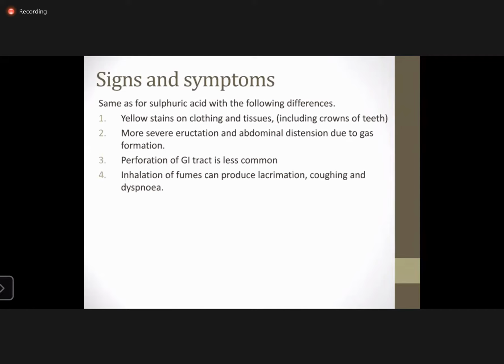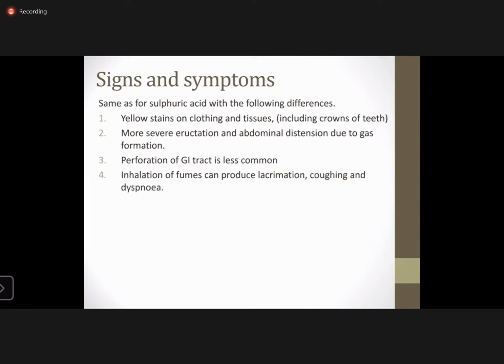They have all the same aspects we have discussed for sulfuric acid, but with slight differences. Like for example, sulfuric acid gives a brown corrosive skin. Here, the signs and symptoms will be yellow skin on the clothes and tissues, including the crust, lips, tongue, and mucous membrane. Everything will turn whitish and later yellow.